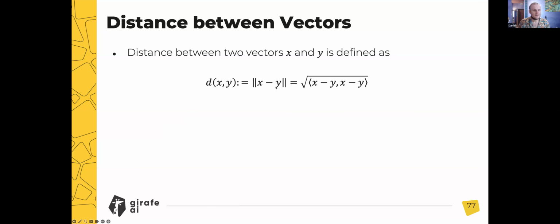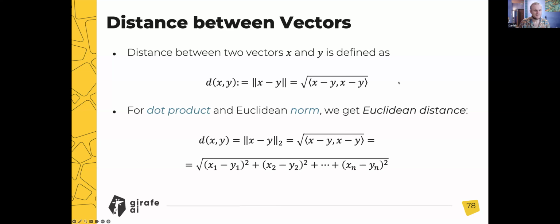And a norm is basically a distance between two vectors. So if we have to calculate the distance between them, we just say it is the norm of what? Of their difference, right? We subtract one from the other and find the norm. And since the norm is induced by an inner product, we just take an inner product of the vector with itself and take the square root. For a dot product case, we get Euclidean distance.